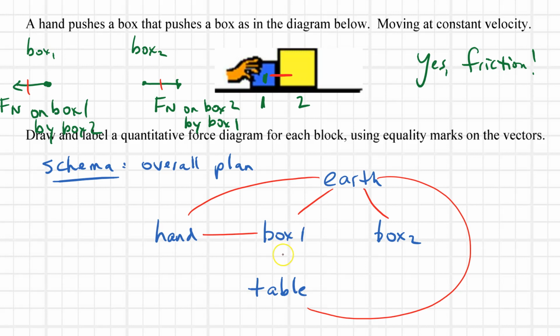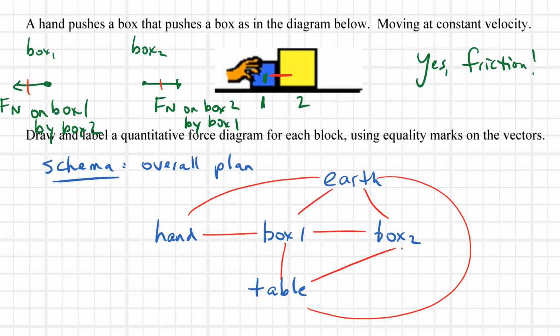How about box 1 and the table? Sure, for sure. There's going to be the normal force of the table pushing up on the box, and thus the box pushing down on the table, and then there's also the friction. So this is kind of like a double interaction between box 1 and the table. And how about between the table and box 2? Yeah, I think so. So I think we've got everything there.